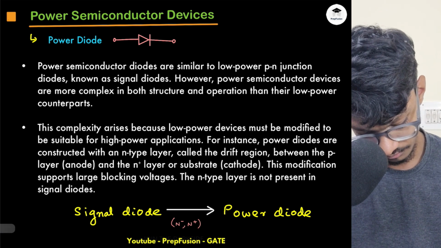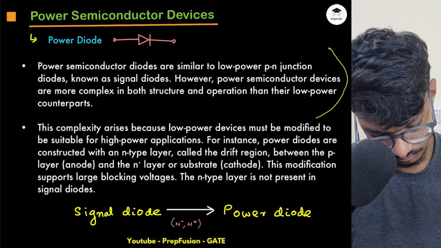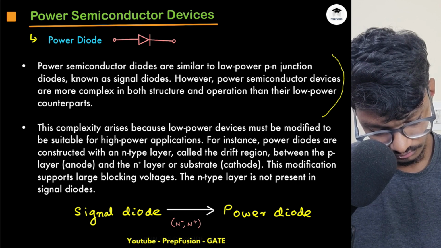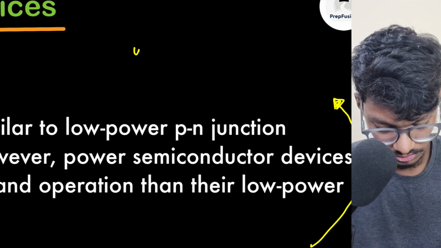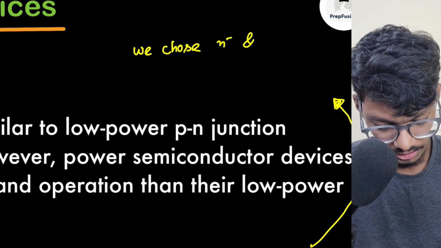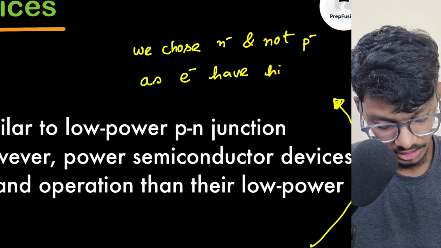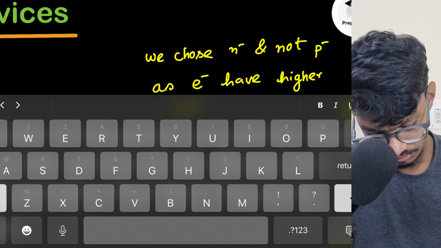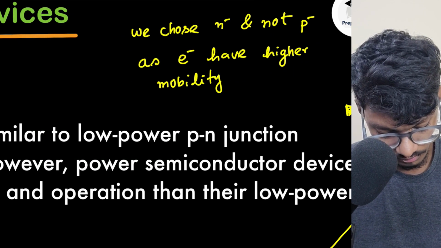We'll write it here itself. Basically, we choose N minus and not P minus, because in N minus electrons are the majority carriers, and electrons have higher mobility than holes. What I will do is put this at the top.